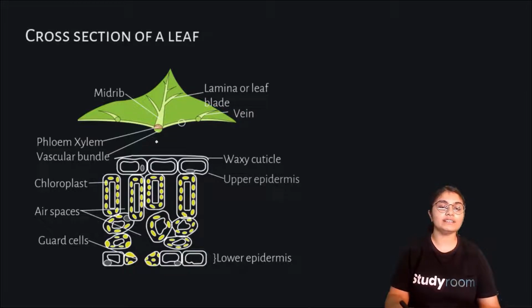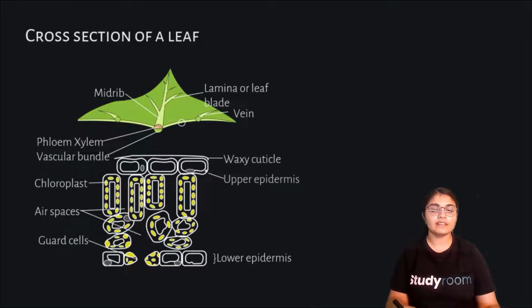Now, if you cut this cross section and examine it under a microscope, you will see this structure, in which the outermost layer is a waxy cuticle. This is a protective layer present on the leaf. Then below it we have the upper epidermis. Then inside it we have chloroplasts. These are the cell organelles in which chlorophyll is present. Chloroplasts are green in color.